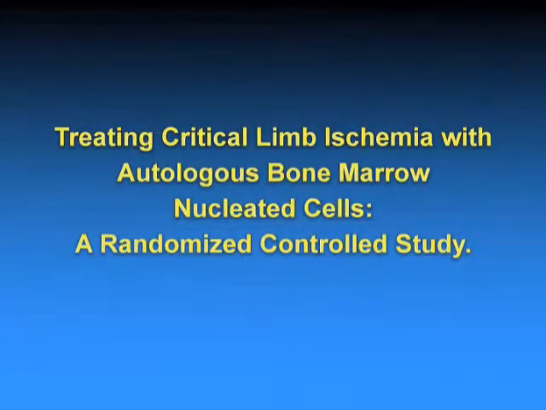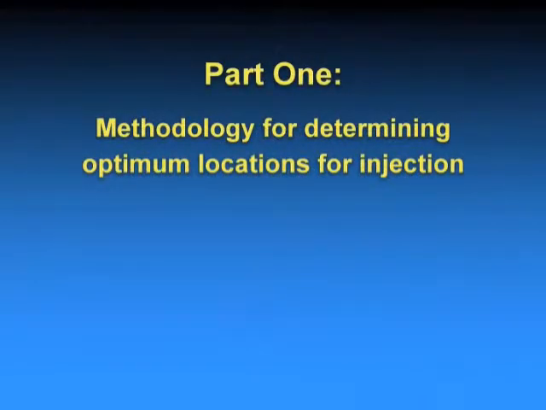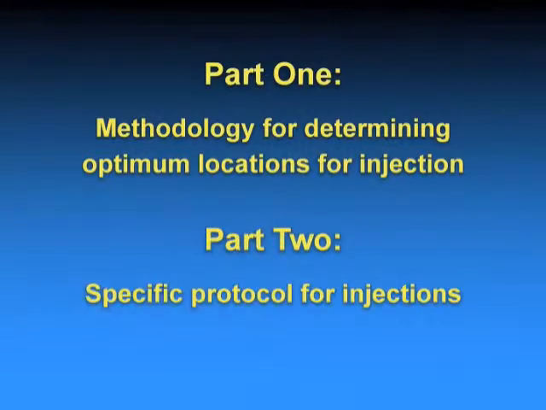This video is intended to offer information concerning the injection of a concentration of nucleated cells prepared from bone marrow aspirate as a treatment for critical limb ischemia. The video is divided into two parts. The first part describes the methodology for evaluating patient information in order to determine the optimum location for injecting this cellular concentrate, and the second part presents a specific protocol for performing the actual injections.